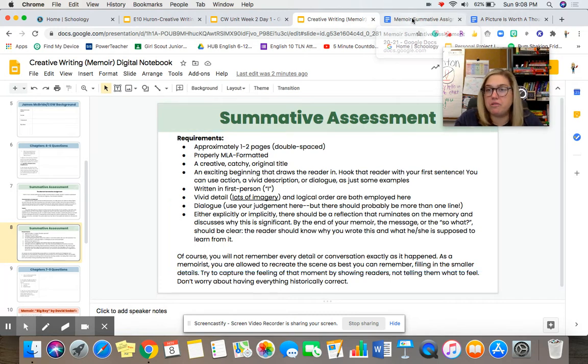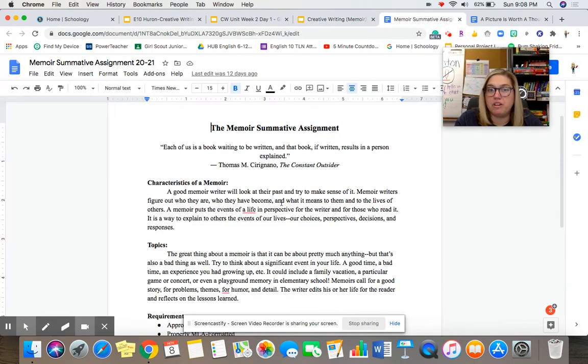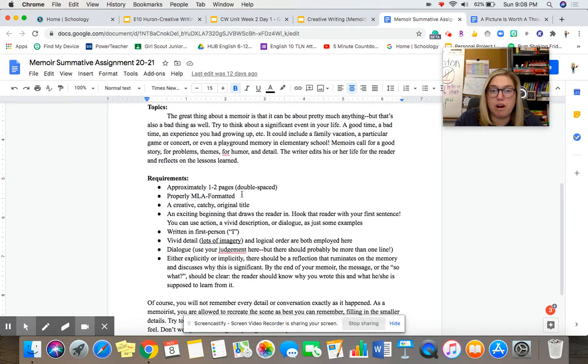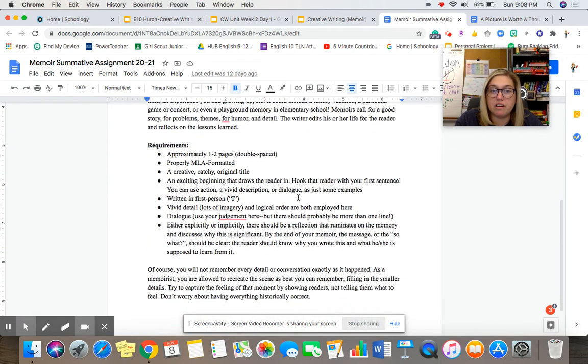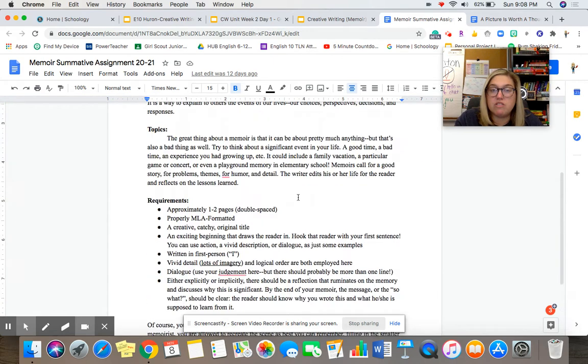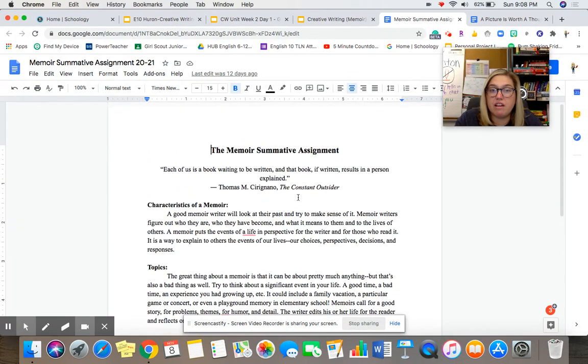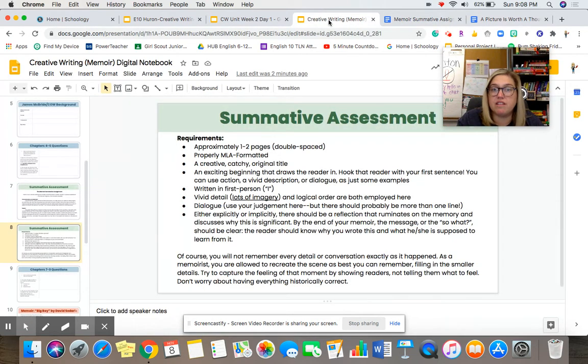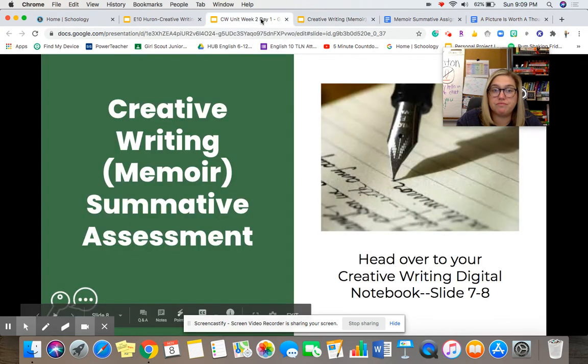So you will also see in your Schoology folder the memoir summative, again, with the requirements, with the correct amount of pages here. So this is just a one sheet page of your summative, and then I also included it on slide 7 and 8 in your digital notebook just so that you would have it. So now you have it in 2 different ways, and it's always accessible to you, okay?